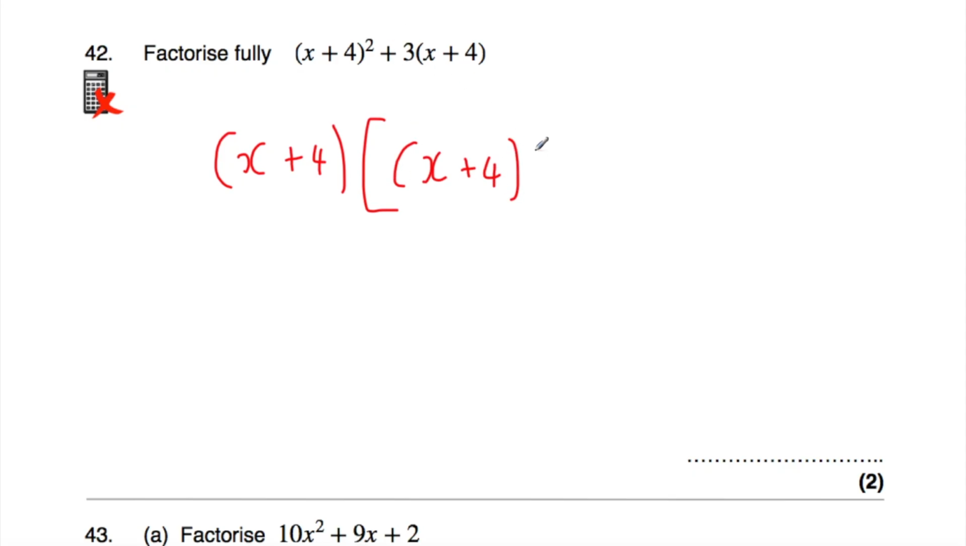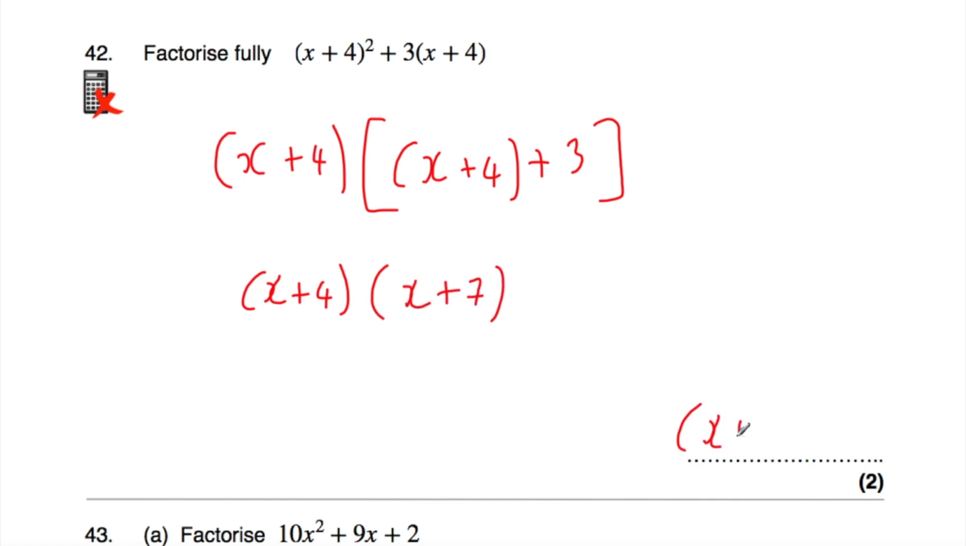And then here we'd have plus. And then we had 3 and then in brackets x plus 4. We're taking the bracket out, so we'd just be left with 3. And then close our brackets. I'm just going to put a square bracket there. Okay, so here we've got x plus 4. That's the first bracket there. And then here, let's simplify this. We've got x plus 4 and then plus 3. So that would be x plus 7. And that's it.